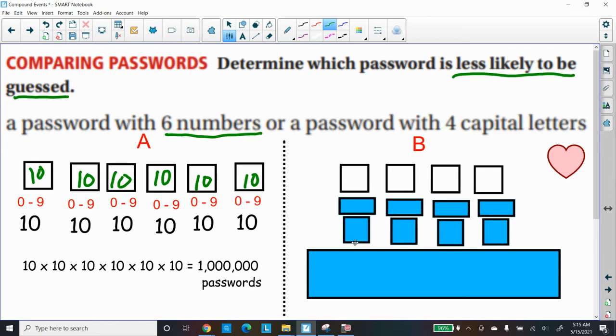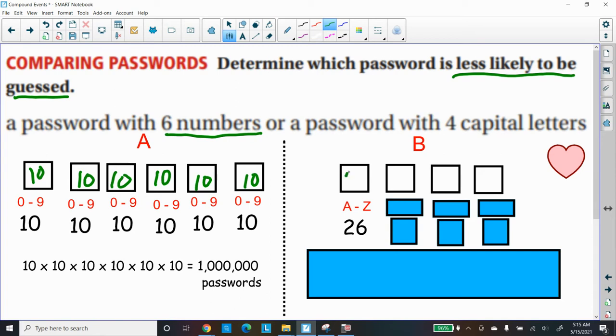Well, let's take a look at the capital letters. So now, capital letters, that's our alphabet. What letters are in the alphabet that we can capitalize? A through Z. Well, how many letters are in the alphabet? Anybody know that? 26? Yes, 26 letters.